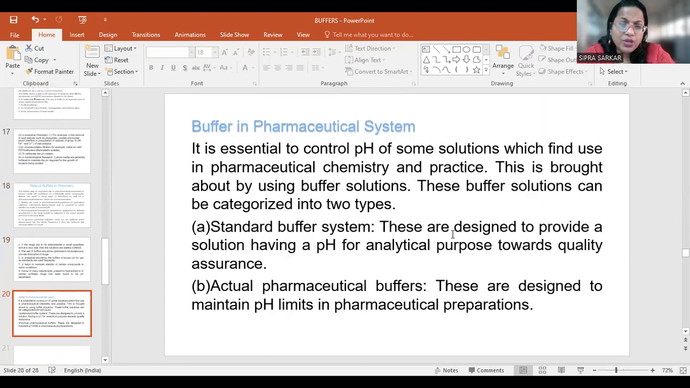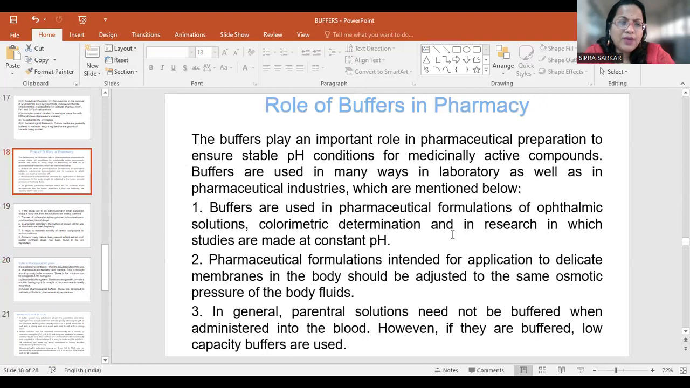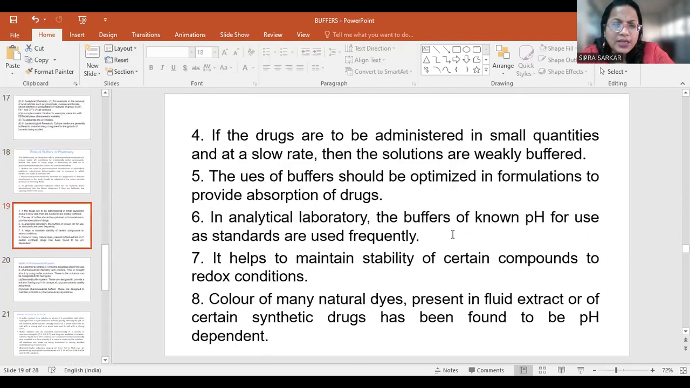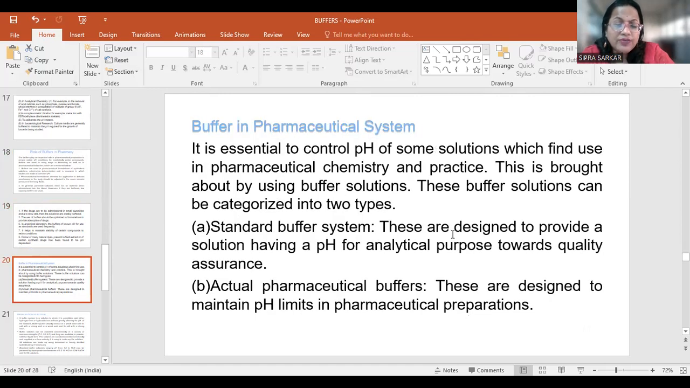Buffers are used in different ophthalmic solutions, pharmaceutical formulations, pharmaceutical assays, pharmaceutical drugs, pH measurement, and for maintaining stability of certain organic compounds, certain dyes, and certain pesticides. Everywhere it is essential to control the pH of the solution. That's why we bring this solution into the market.